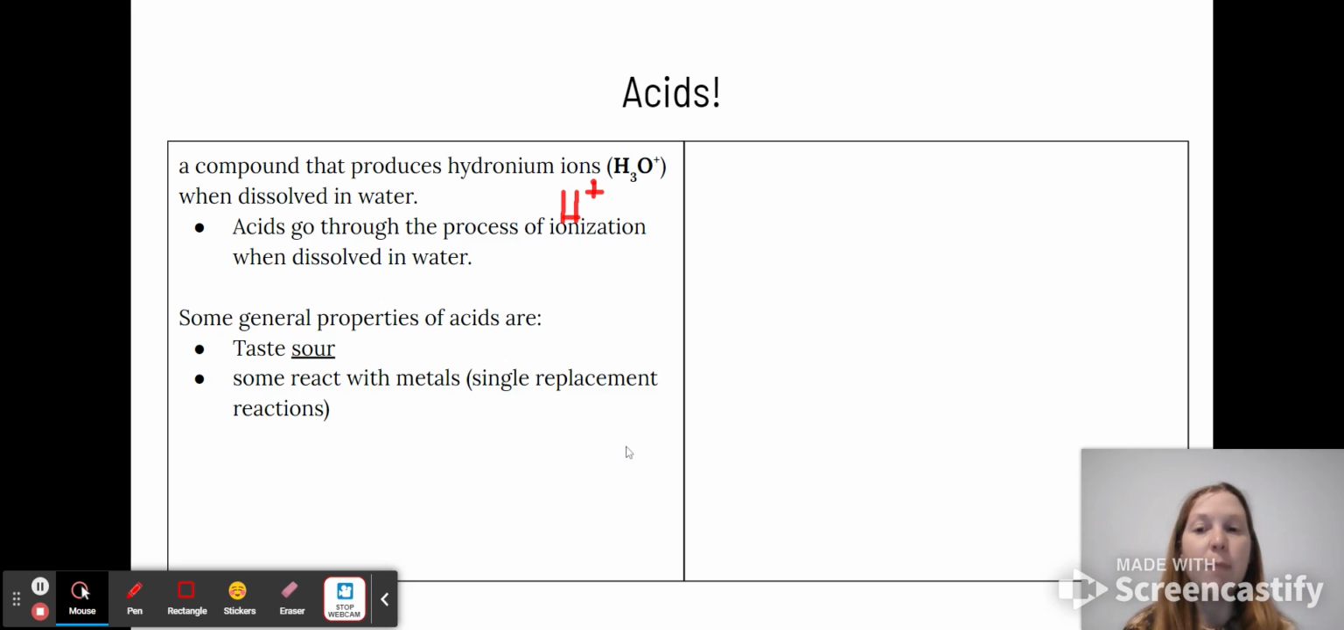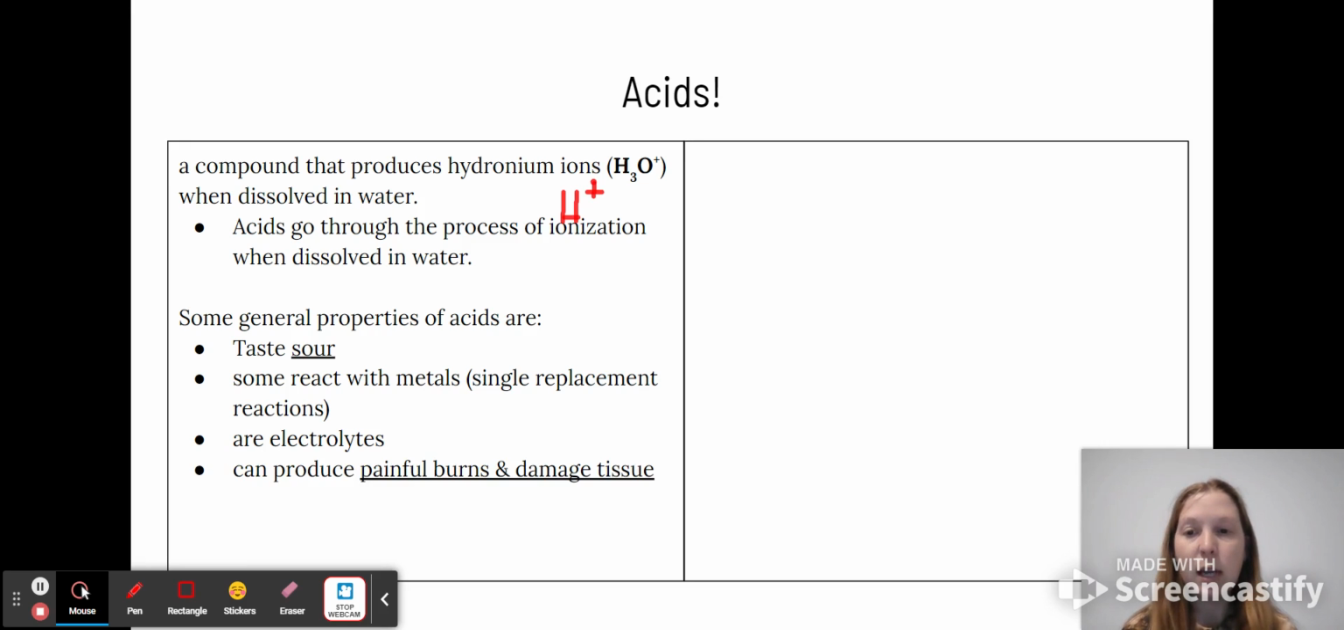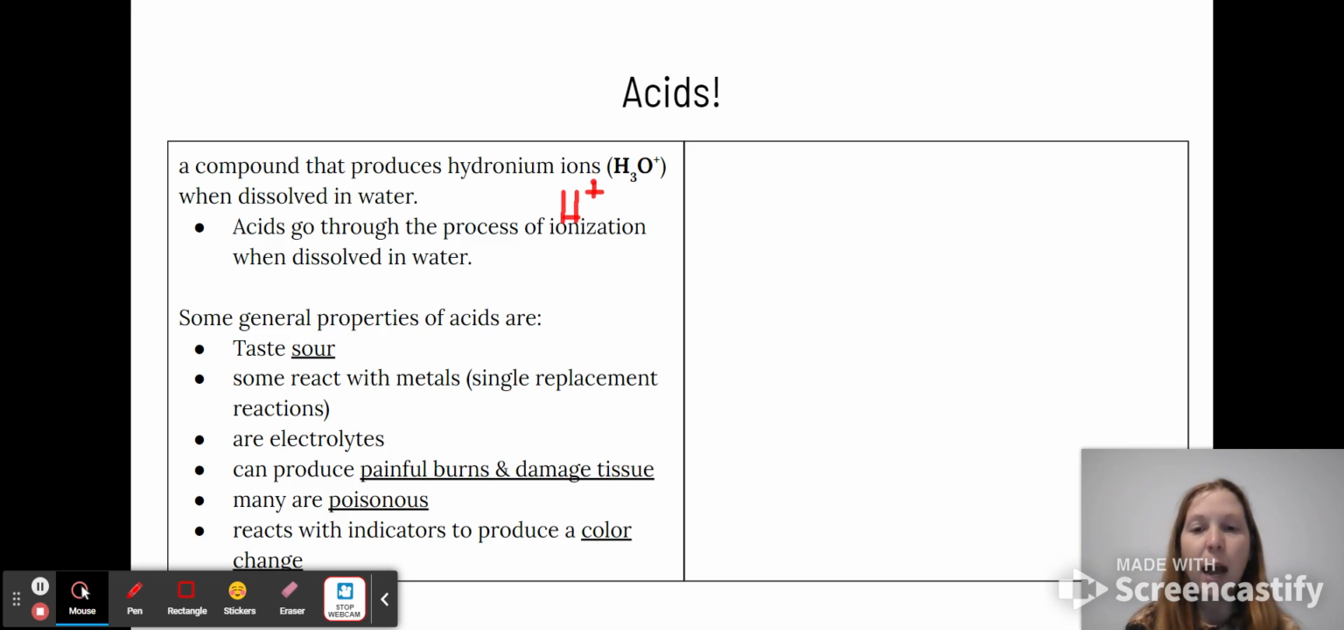They react with some metals in single replacement reactions, so you can go back and look at your types of reactions for that. They are electrolytes, so they conduct electricity, and they can produce painful burns and damage tissue, so we try not to expose ourselves to acids. Many of these are poisonous, so don't drink them or sniff them. And they react with indicators to produce a color change. Depending on which indicator you're looking at will tell you the color.